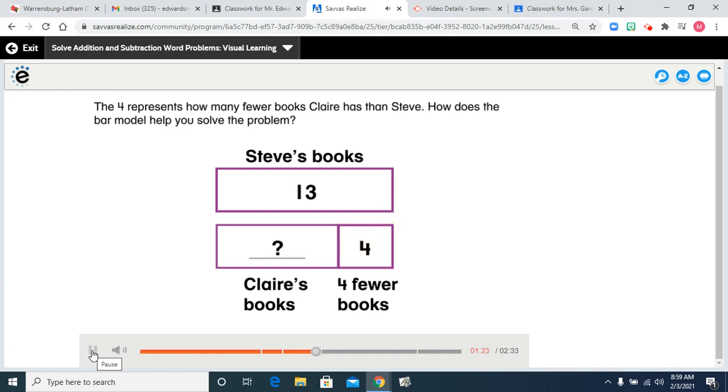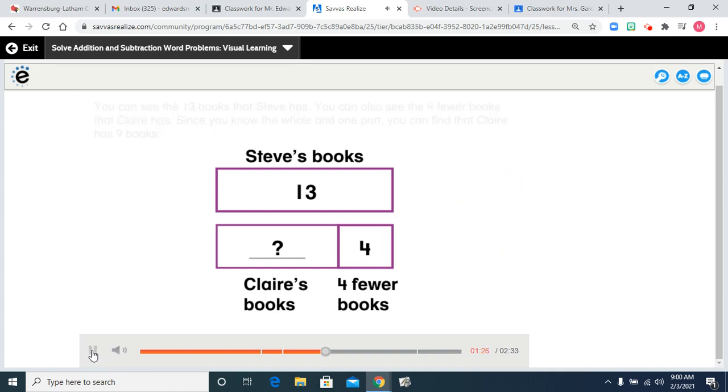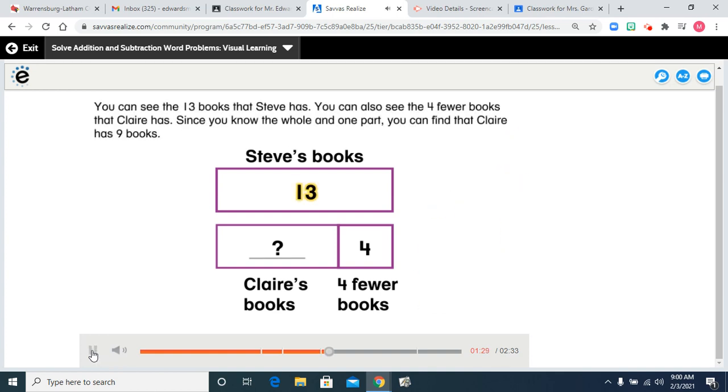How does the bar model help you solve the problem? You can see the 13 books that Steve has. You can also see the 4 fewer books that Claire has. Since you know the whole and one part, you can find that Claire has 9 books.